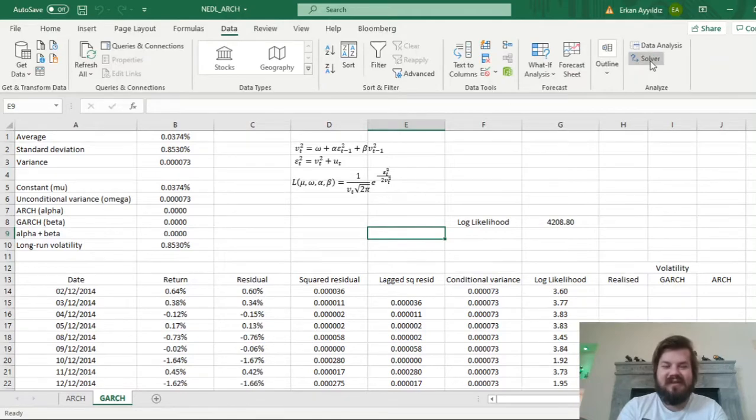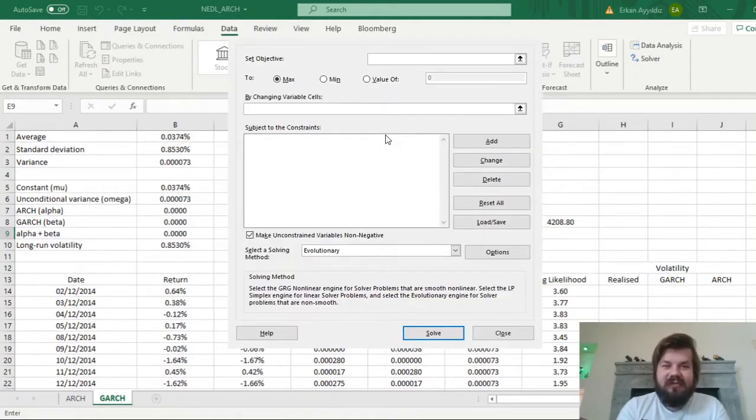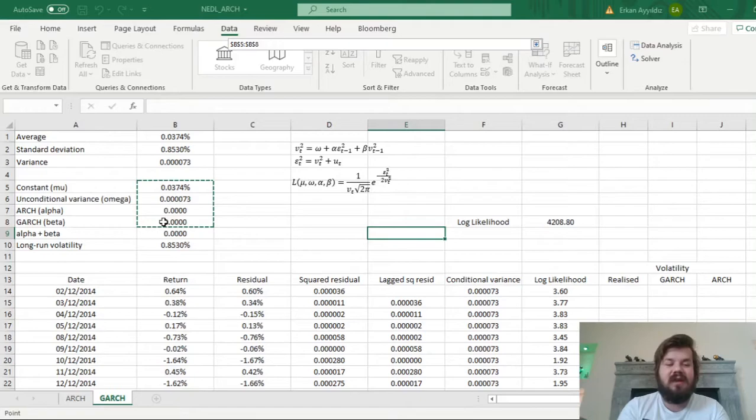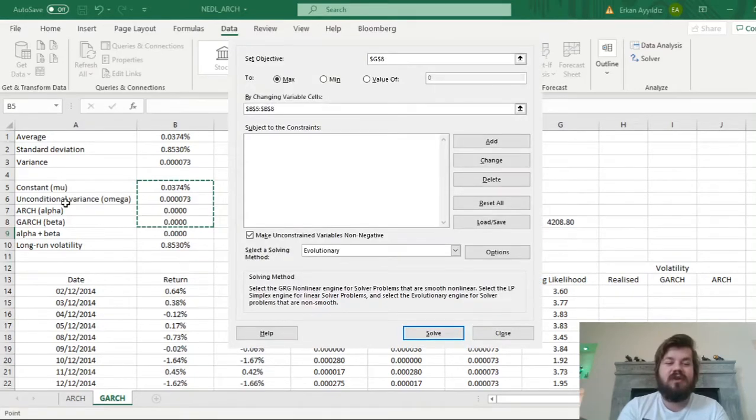Go Data, Solver, and specify our optimization task. First of all, we need to set our objective function, and again, that's our cell with the computation of the log likelihood, so cell G8. We need to maximize that by changing the cells where our GARCH parameters are. So cells B5 to B8, the constant mu, the unconditional variance omega, and the ARCH and GARCH parameters alpha and beta respectively. And now we need to add all of the constraints we have just discussed.